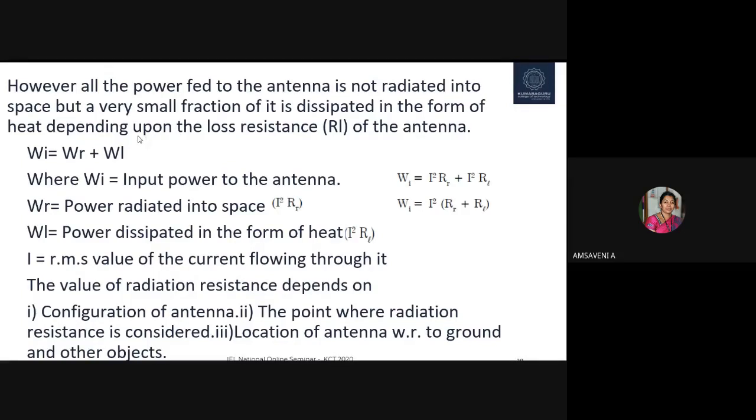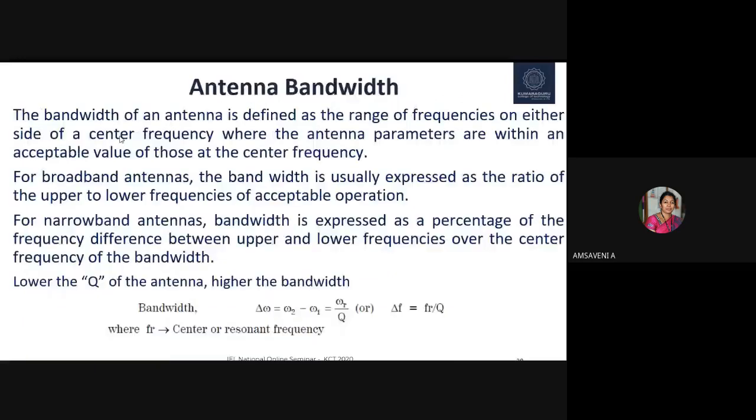So power radiated is nothing but I square RR, where I is the current flowing through the antenna. And you know, radiation resistance depends on the configuration of the antenna. It varies from structure to structure. For example, if you take a half wave dipole, the radiation resistance is 73 ohms, and for a monopole it is 36.5 ohms, and for a folded dipole it's n square times the radiation resistance of a half wave dipole, and so on. The radiation resistance RR depends on the point where the resistance is considered, and it also depends on the location of the antenna with respect to ground and other objects.